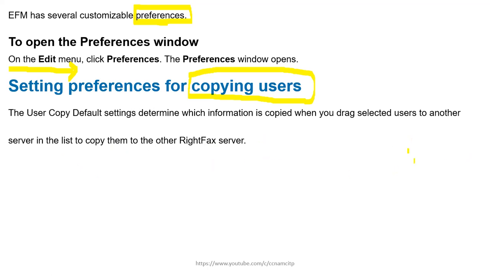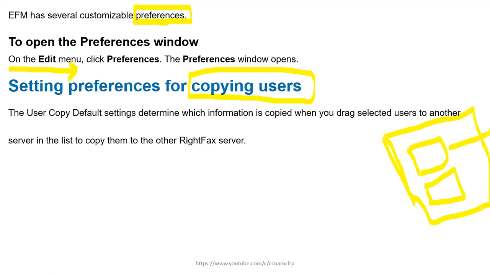For example, you have two servers here, and this is your Enterprise Fax Manager you are managing from. You have two servers and you are dragging one user from server 1 to server 2. What will happen in that condition? When you drag a selected user to another server to copy them to another RightFax server, the user copy default settings determine which information is copied. What are we copying in that condition?